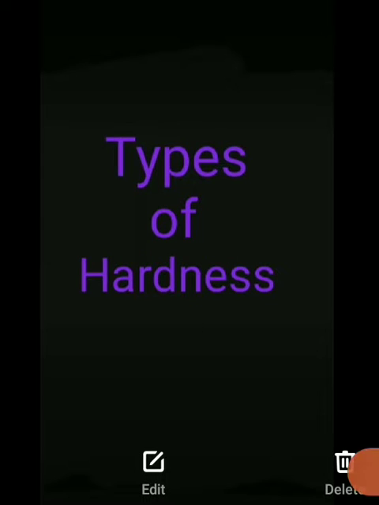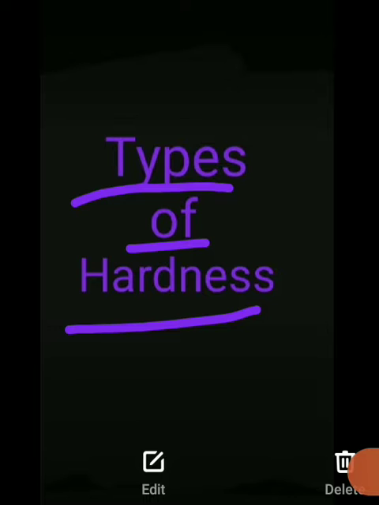Good afternoon, students. Today we will discuss types of hardness. As we discussed earlier, water is classified on the basis of lather forming capacity, that is soft water and hard water. So now we will discuss hard water.